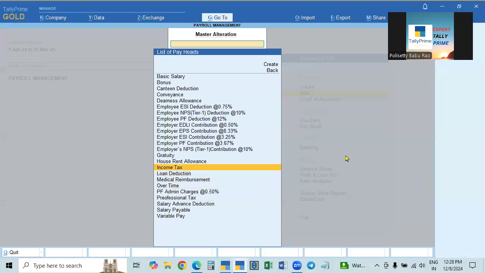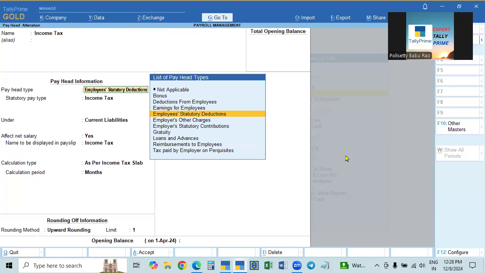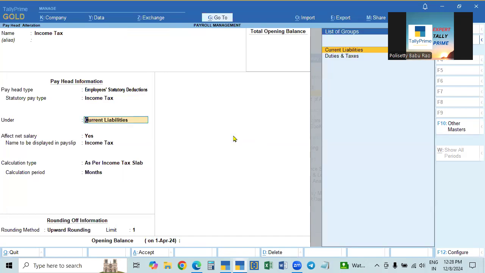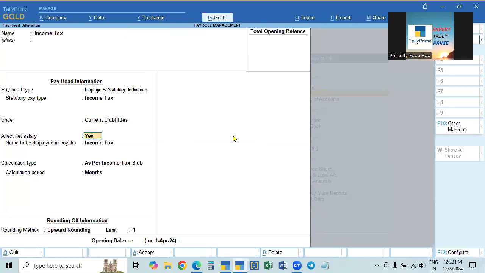So we will take income tax. Here income tax is also an employee statutory deduction. We have to deduct it and pay to the government. For this also a separate head is there, every one has a separate head. So income tax is also a current liability. It is duties and taxes for the employee, but for the employer, it is deducting and paying to the government towards the tax. So current liabilities, salary will change.